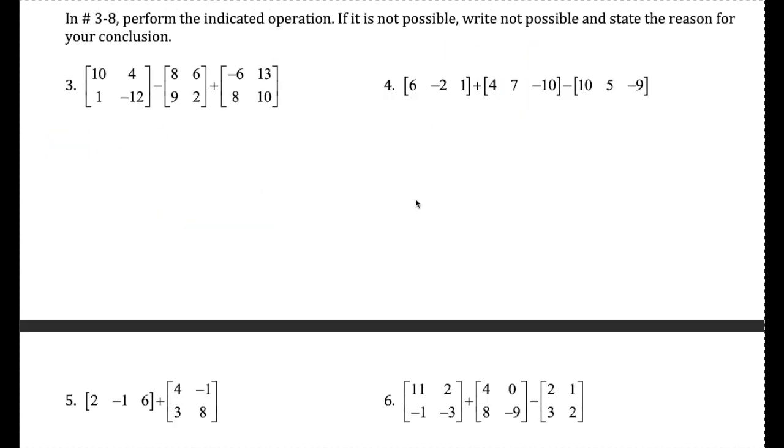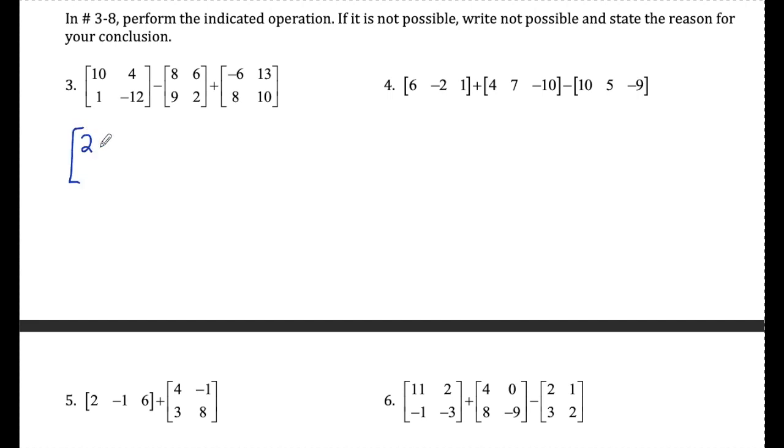I'm going to skip around to the odds for the rest of this worksheet, so here we go. For number 3, I have a matrix minus a matrix plus another matrix. First thing I want to do is make sure that they're all the same dimensions. These are all 2 by 2 matrices, so I know that all of these operations can be performed. I then just follow my order of operations, so I'm going to work from left to right. So the first thing I'm going to do is subtract those first 2 matrices.